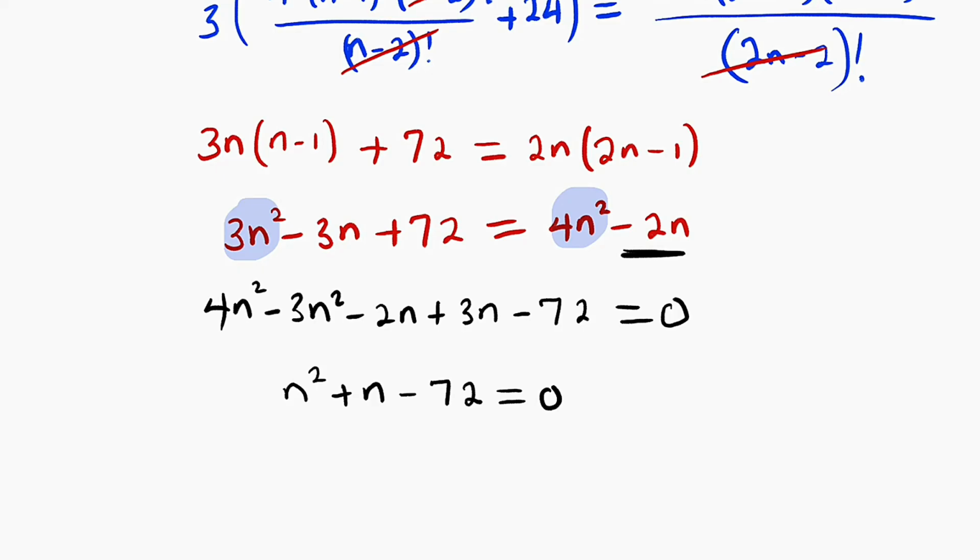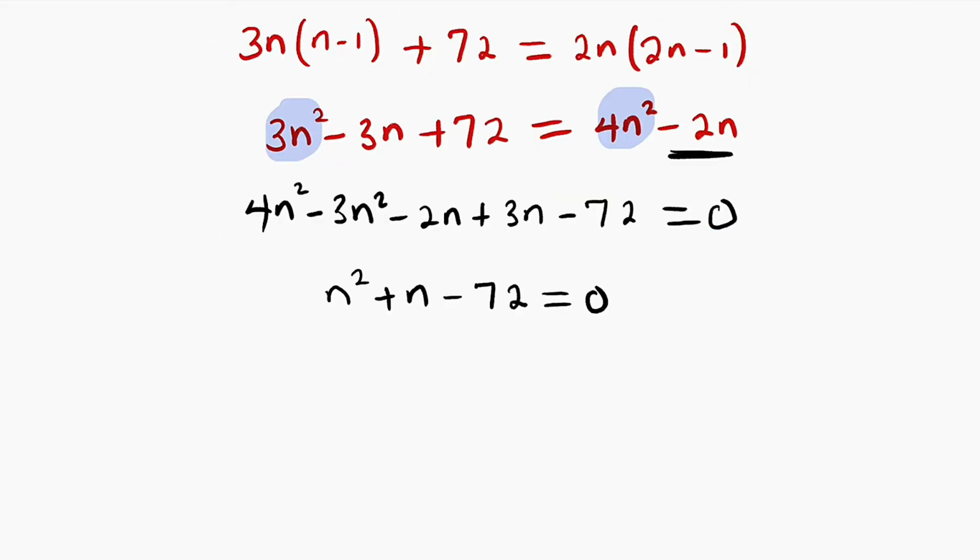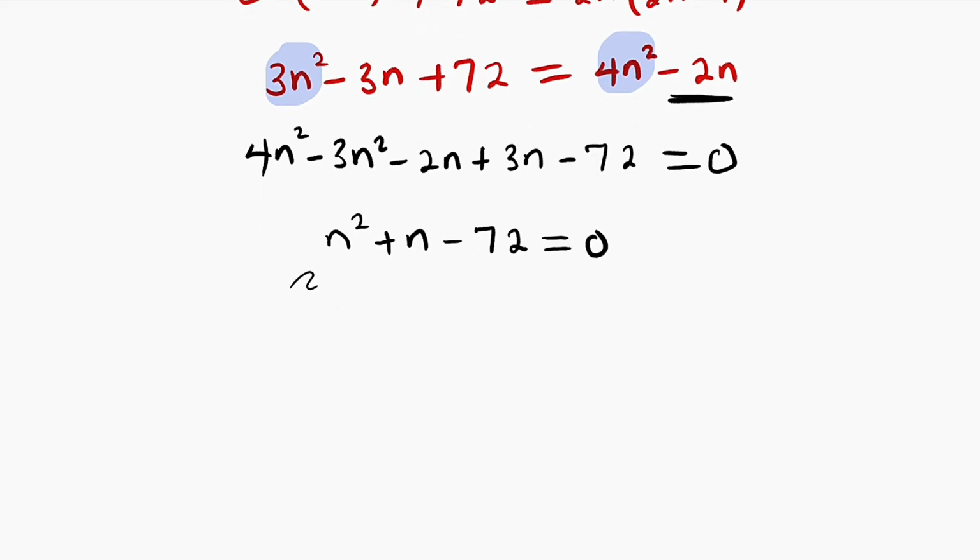Now we are going to think of 2 numbers, which when we multiply them together, we have the constant term, which is negative 72. And when added up together, we get the coefficient of the middle term. And the coefficient of n, remember, it is going to be 1. And the numbers are negative 8 and positive 9. So we have n minus 8 and n plus 9, and the whole of this equal to 0.